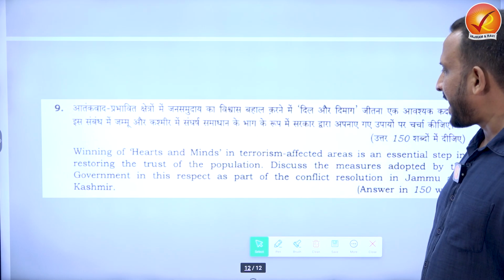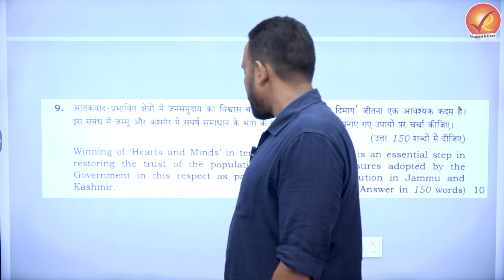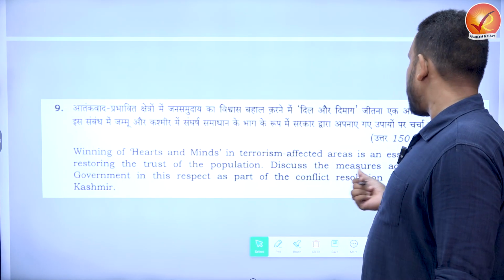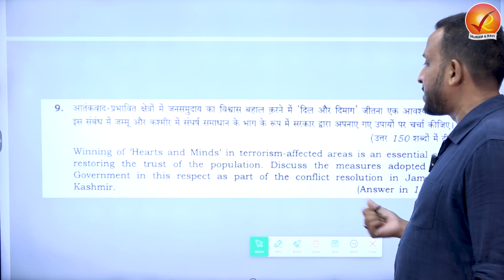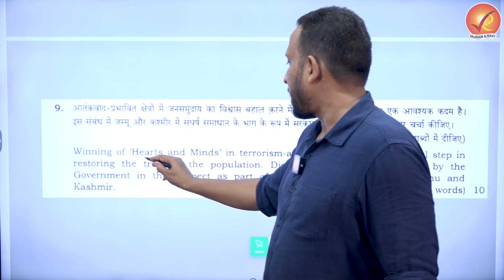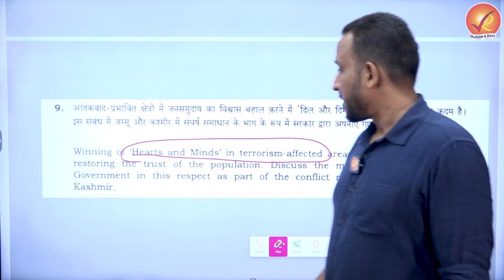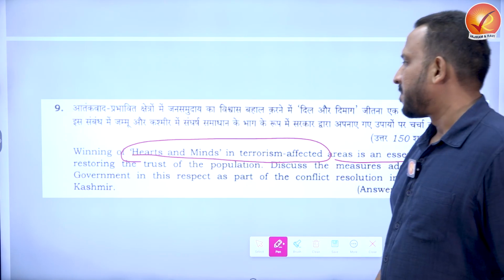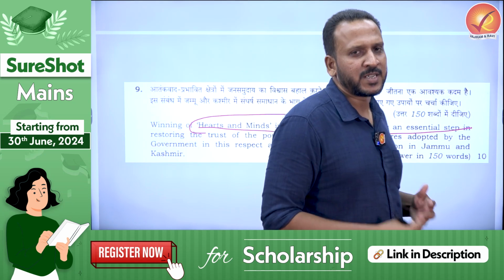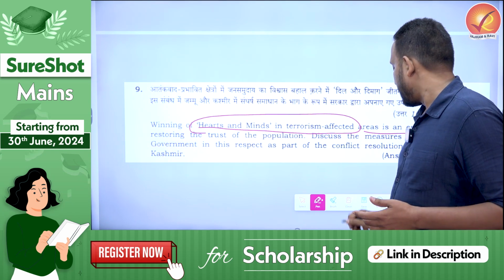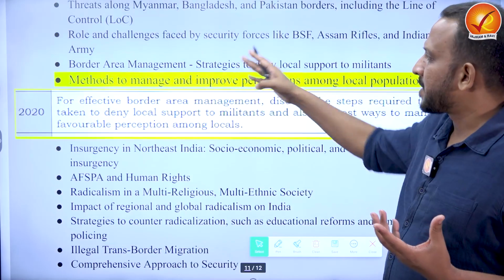Winning of hearts and minds in the terrorism affected area is an essential step in restoring the trust of population. Discuss the measures adopted by the government in this respect as a part of the conflict resolution in Jammu and Kashmir. What is this? Winning the hearts and minds, मतलब लोगों का confidence. You need support from the local population, and that is the theme I have extracted from the previous year's question.